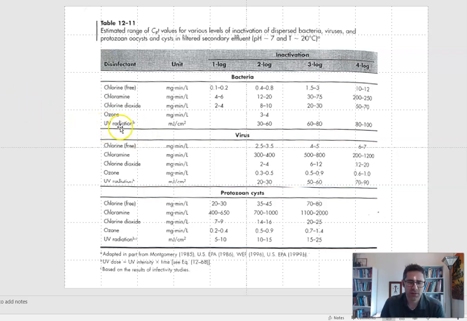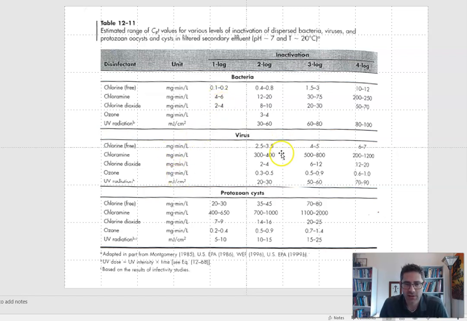You can see UV, because it's not a chemical and you can't have a concentration, it's got a little bit of a different unit: millijoules per centimeter squared. So we're not going to talk a lot about that, but it's kind of a similar sort of thing as the milligram minutes per liter. So you can see for chlorine, it's really good against bacteria, 0.1 to 0.2 for 1 log removal, whereas chloramine, the chloramination process, is not as effective of a disinfectant. You need a lot more in order to achieve the same removals.